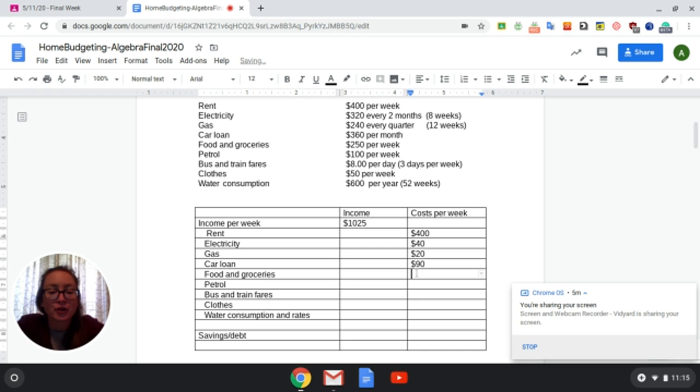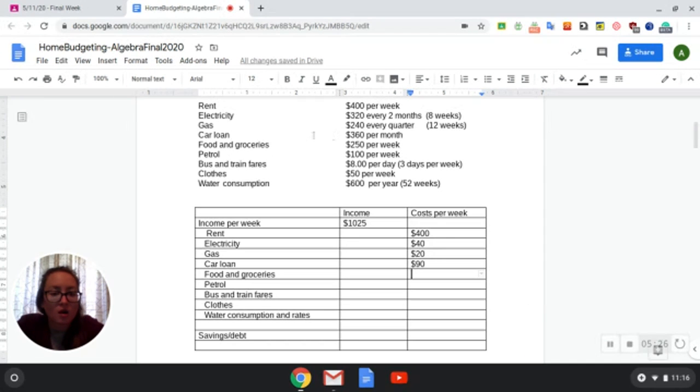And then food and groceries are $250 per week. So we don't have to do any calculating with that. It already says per week. Petrol is $100 per week. So we've already got our per week.